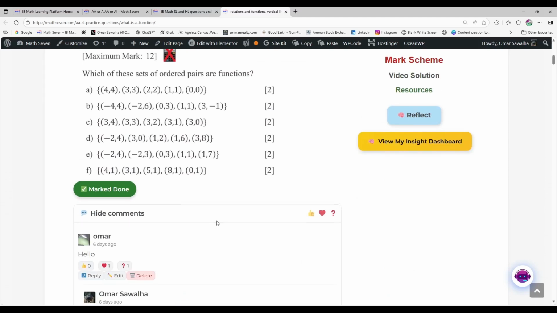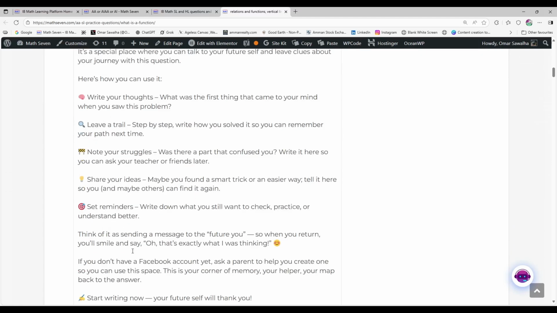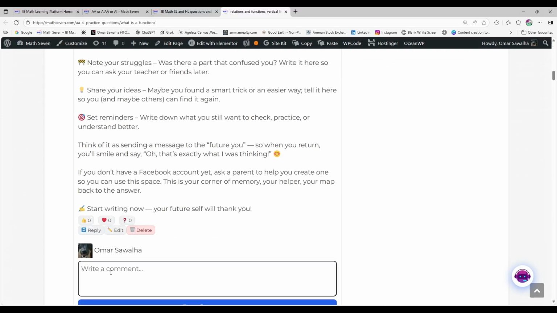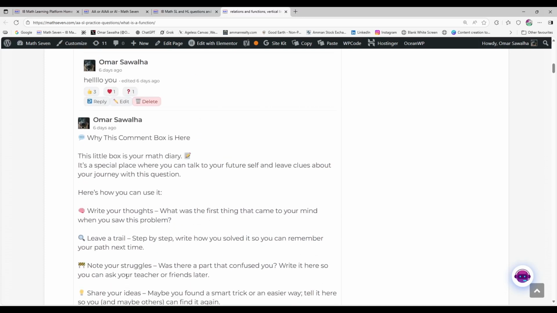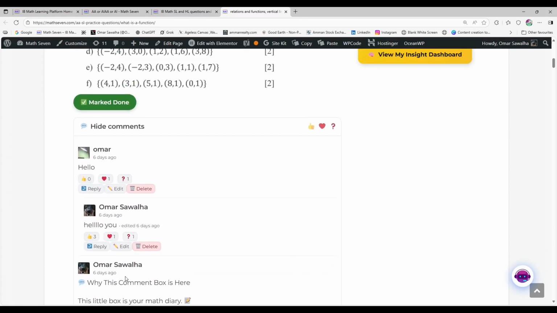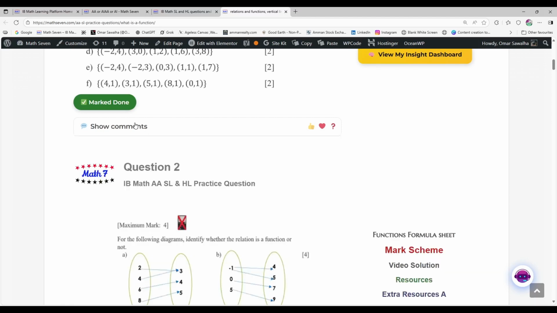Now here, show comment, hide comment, you can write your comment here. For example, I understood the question, or I need help, or how did I do this, and how did I do that, and the teacher will take a look and see your comments. So it's basically like a homework. Every student will write their comments here, and other students will help him or her from their school or other schools, or worldwide. You can write a heart and question mark and so on. You can of course reply, edit, or delete.